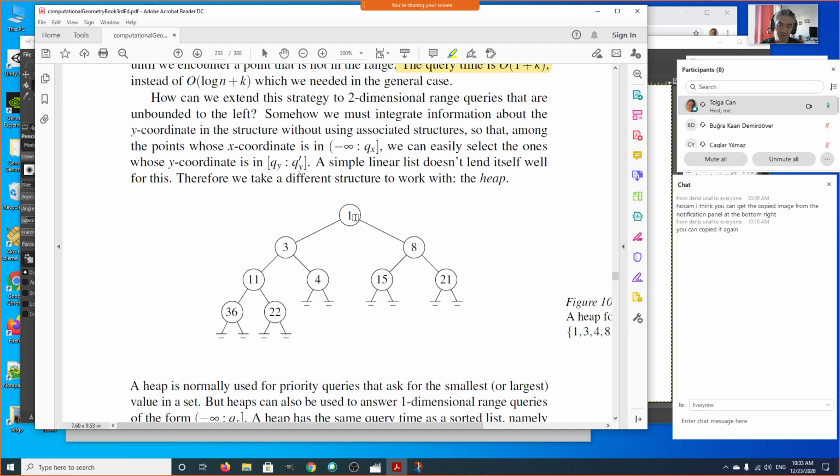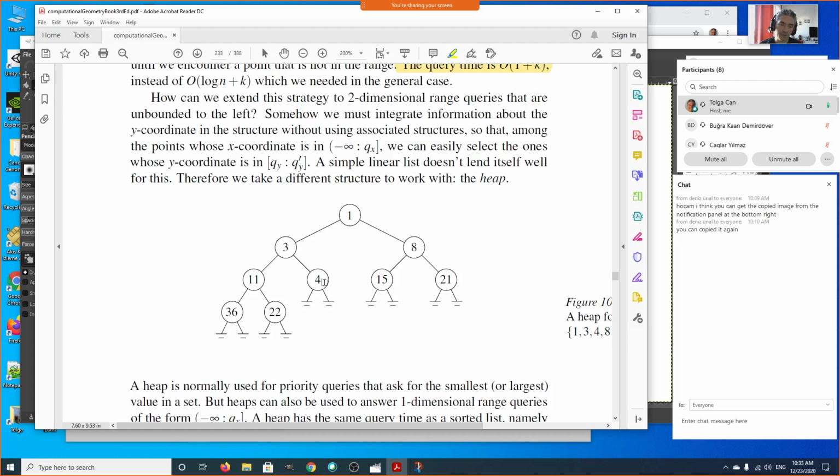For example, we want to report everything that is less than 6. When we come to 8, since 8 is the smallest one of this subtree and it's larger than 6, I stop reporting at this point. And when we come to the left subtree, 3 is less than 6, so report it, and then go to its left and right child. Touch 11: is 11 less than 6? No, stop reporting at this point and stop the entire subtree. Do not touch them at all.